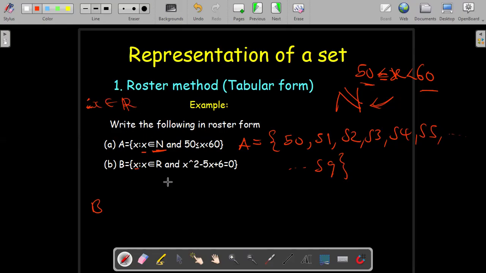They're giving us the other condition. The other condition is that x squared, raised to the power 2, minus 5x plus 6 is equal to 0. So x is a real number, and the condition we've been given is a quadratic equation. To get the listing, we have to find the roots of this quadratic equation, the two values, since it's raised to the power 2, a polynomial of degree 2. We have to find the two values it will give us.